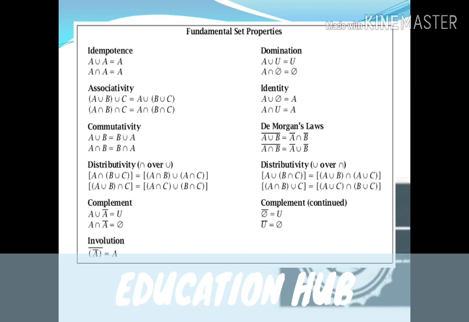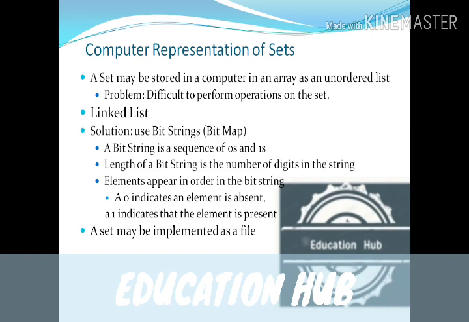Now all the formulas of set properties are given here: idempotence, absorption, commutativity, associativity, distributivity, complement, involution, identity, De Morgan's law, and distributivity and complements, all are explained here. Please follow the screen. Because of the symbols I cannot tell you everything; I can tell you, but it will not be very understandable for you. So please follow the screen.